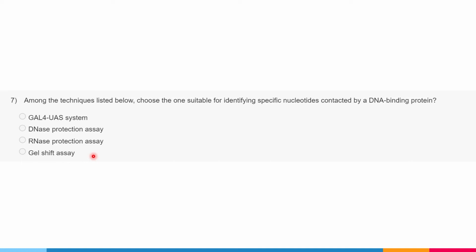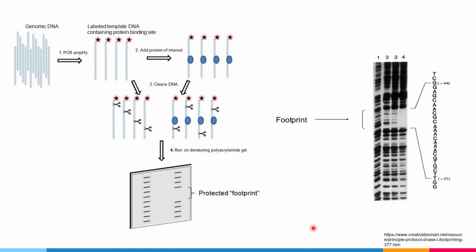Kavya says B, DNase protection assay. Anyone else? Okay. Shian says A, the Gal4 UAS system. Anyone else wants to try? Okay, so we will go ahead and look at the solution slide.